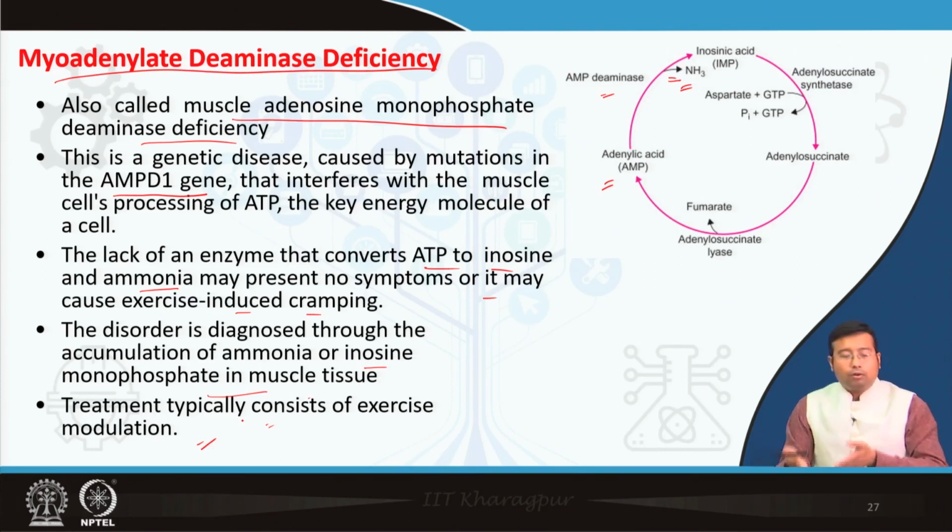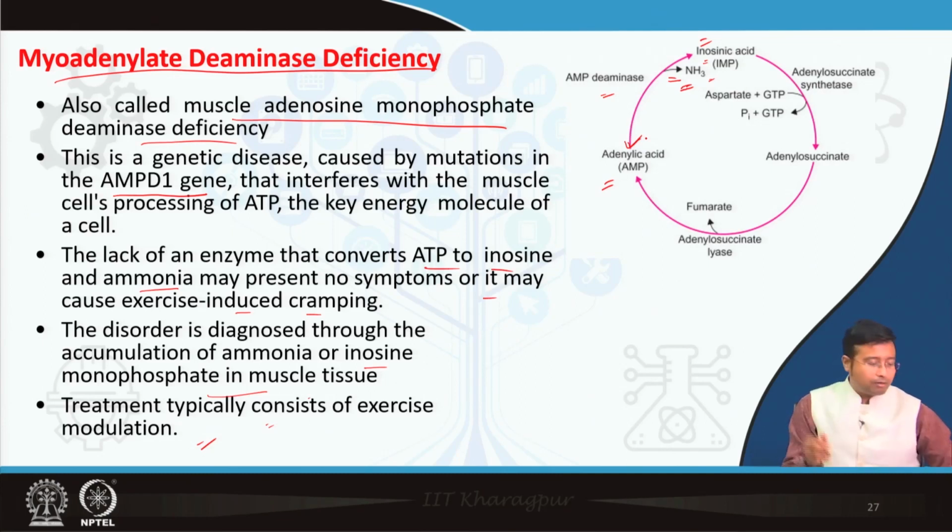Mind it, most of these enzymes are actually reversible. So, the same enzyme also converts inosine and ammonia to this. Okay. So, if this enzyme is deficient, ammonia will be accumulated, IMP will be accumulated, AMP cannot be synthesized. So, you might be confused with the arrow, but these are reversible enzymes.